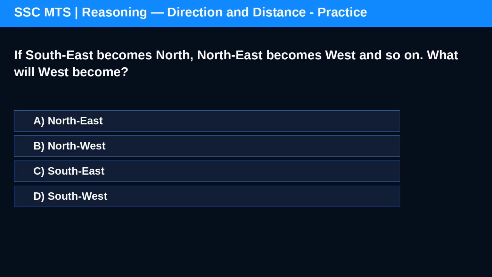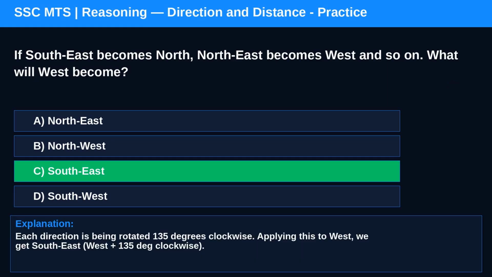Question 6. If southeast becomes north, northeast becomes west, and so on, what will west become? Option A northeast, option B northwest. Correct answer is C. Each direction is being rotated 135 degrees clockwise. Applying this to west, we get southeast, west plus 135 degrees clockwise.